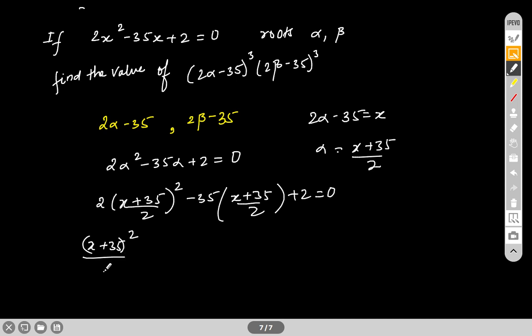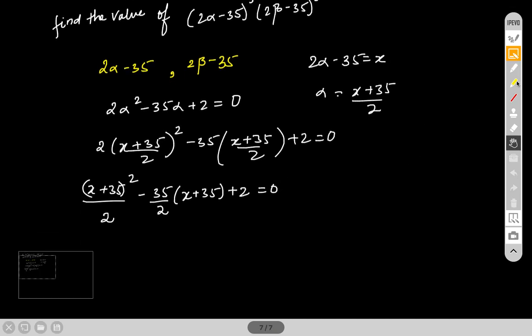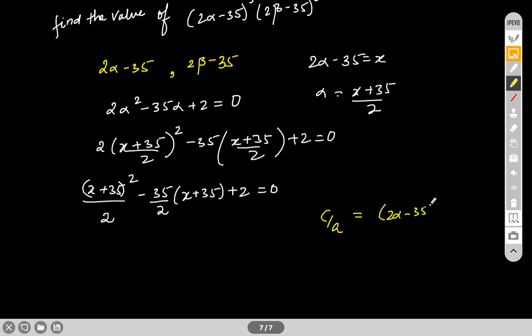Finding the value of alpha was not required at all, I think. After that, I would find the value of alpha, find the value of beta, substitute, and then get the value of 2 alpha minus beta. Now, if you expand this, you just need the product cube, right? So from this equation, can I find the c by a expression? That would give me the product.